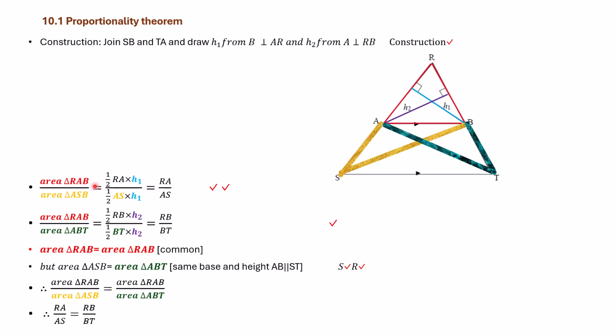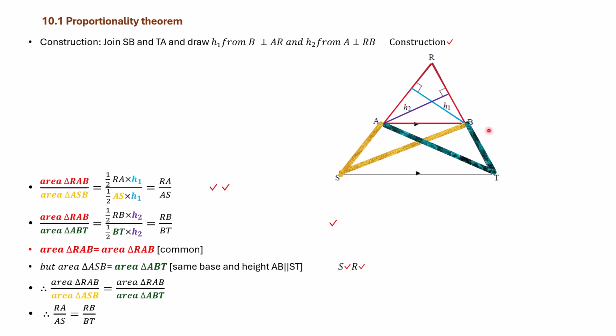Right, now you see RAB and RAB is the same triangle. So we can say the area of this triangle equals the area of that triangle, and my reason is it's a common triangle. It's gemeenskaplik. Same triangle. That's how we would say in Afrikaans, gemeenskaplik. We are common. But we look at area ASB, we look at area ABT.